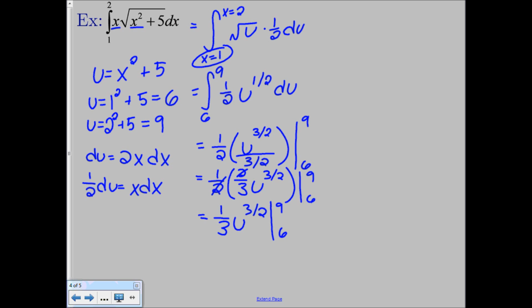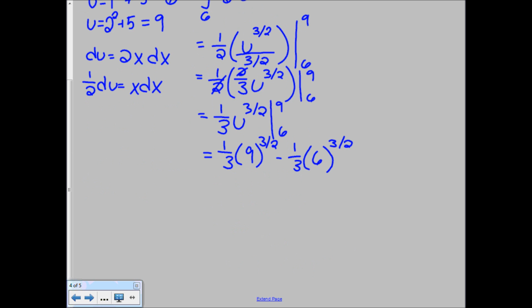And now we're just going to use that first fundamental theorem of calculus to simplify this and get a numeric answer. So you always plug the top limit in first, so we're going to get 1/3 times 9 to the 3/2 minus 1/3, 6 raised to the 3/2, which is just going to be equal to 1/3 times, so we're going to do the square root of 9 and then cube it. So the square root of 9 is 3. 3 cubed is 27. Minus 1/3.